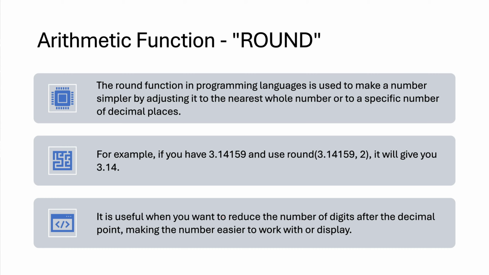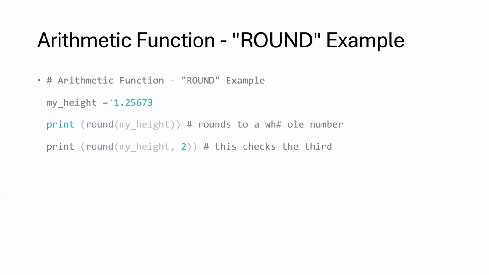And just like in math, the round function in a programming language is used to make a number simpler by adjusting it to the nearest whole number. So if I have pi as 3.14159, I don't want all of that. I just want 3.14. So I round pi to 2 decimal places and I get 3.14, and that's it. This is the round example as well. You can copy this code and test it if you want to.